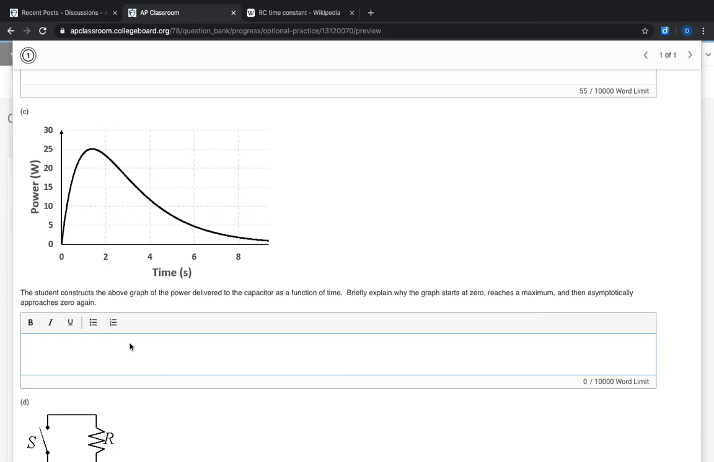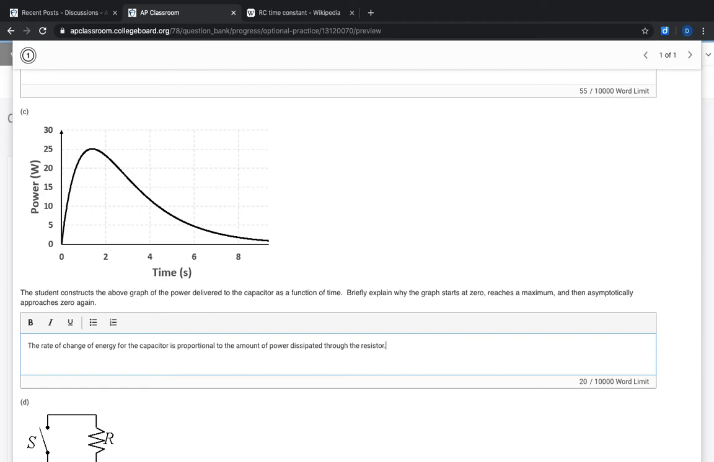And so what we can do here is talk about what's happening with the resistor. So what we'll say here is we'll start by saying that the rate of change of energy, or you could just say power, for the capacitor is proportional to the amount of power dissipated through the resistor. Okay, hopefully that makes sense, right?